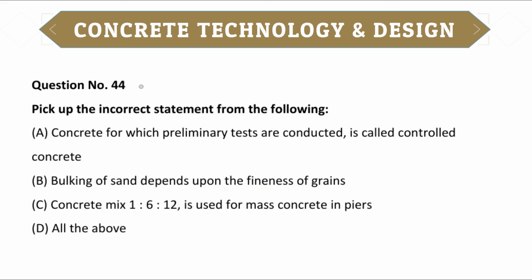So next question, pick up the incorrect statement from the following. Option A, concrete for which preliminary tests are conducted is called controlled concrete. Option B, bulking of sand depends upon the fineness of grains. Option C, concrete mix 1:6:12 is used for mass concreting in piers. Option D, all the above. So the correct answer is option D, all the above.